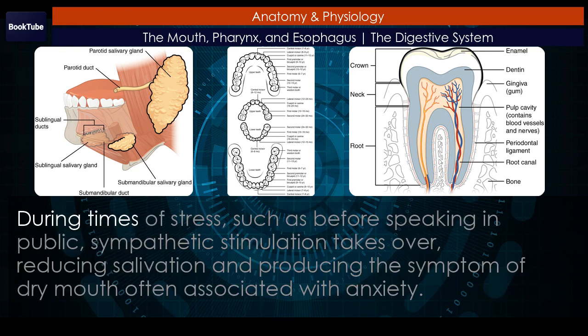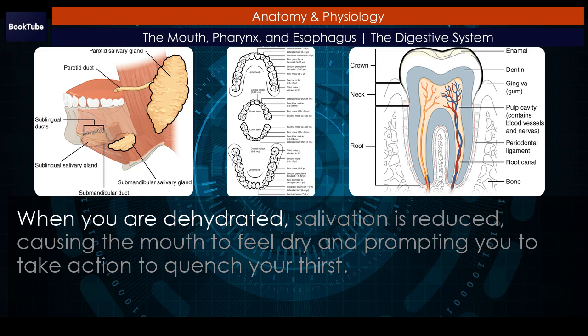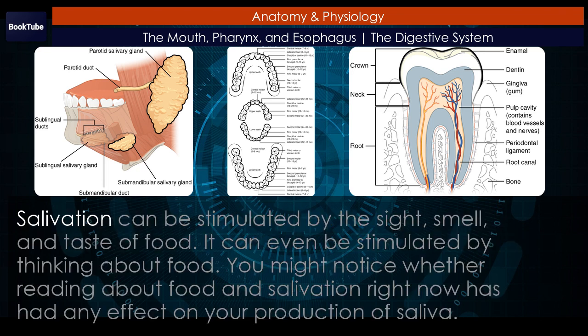During times of stress, such as before speaking in public, sympathetic stimulation takes over, reducing salivation and producing the symptom of dry mouth often associated with anxiety. When you are dehydrated, salivation is reduced, causing the mouth to feel dry and prompting you to take action to quench your thirst. Salivation can be stimulated by the sight, smell, and taste of food.